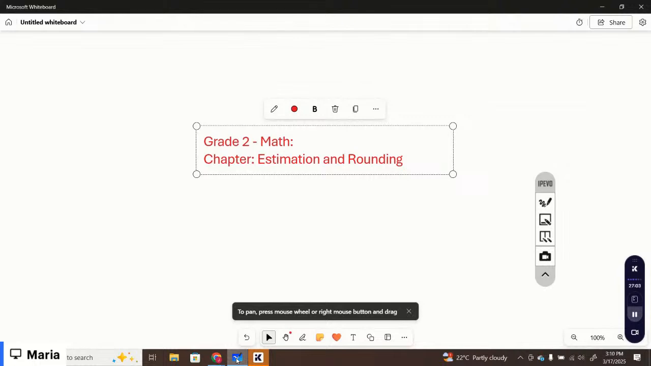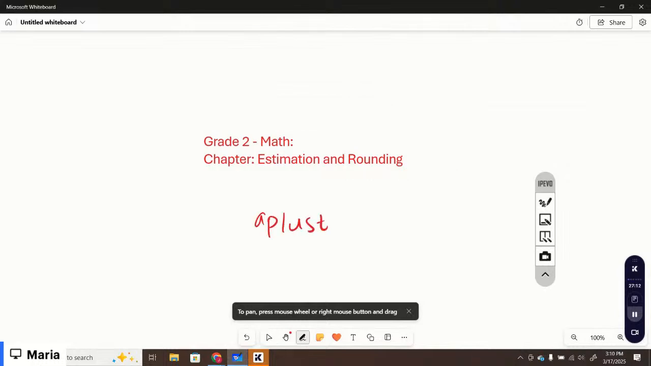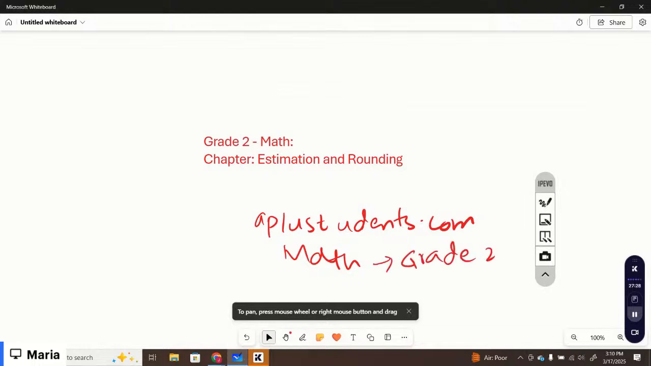You can find all the lessons on aplstudents.com. You have to log in there using your email address and password provided by the administrator. Then you have to select math on the subject tab. Scroll down to page 2 math and then click on view your lessons. There you can find the list of the chapters. You can just start with the chapter estimation and rounding.